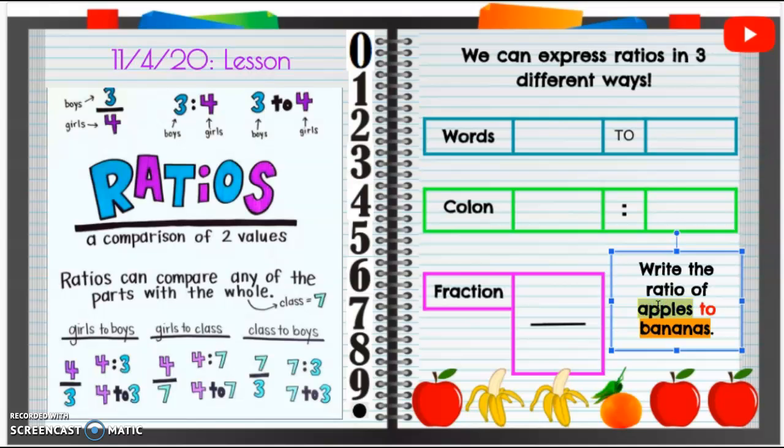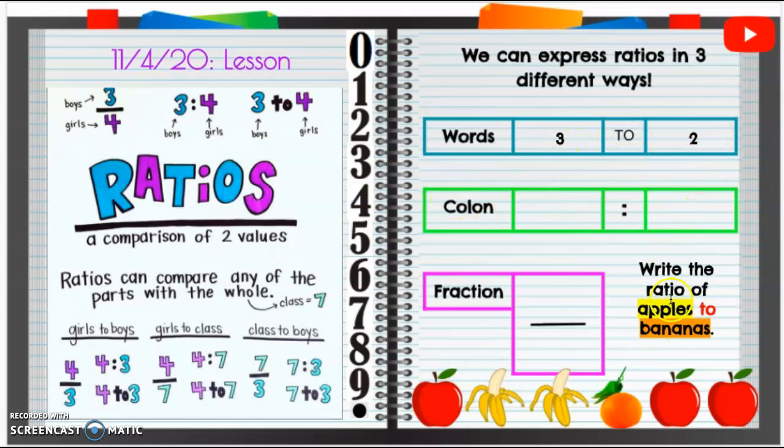So how many apples are there? 1, 2, 3 apples. So in word form, 3 apples. And then how many bananas are there? 1, 2. 2 bananas. So the bananas is going to go second. So in word form, the ratio of apples to bananas is 3 to 2.